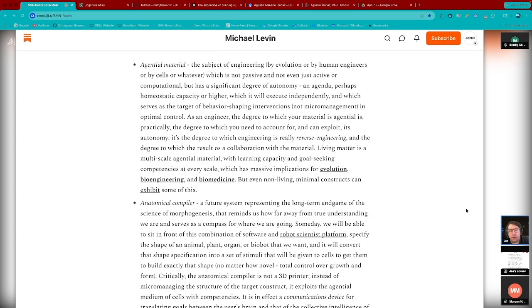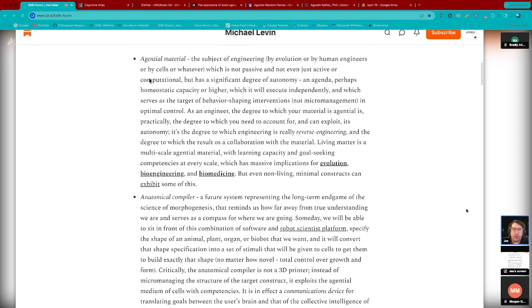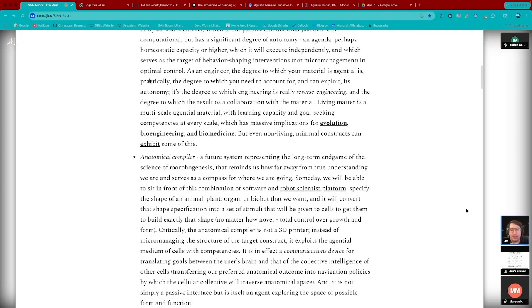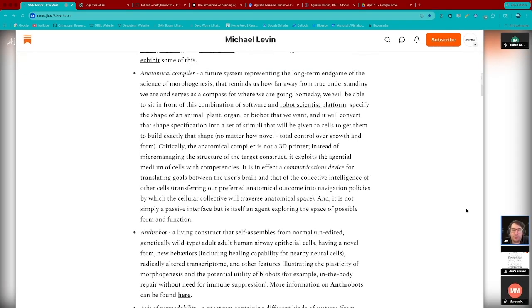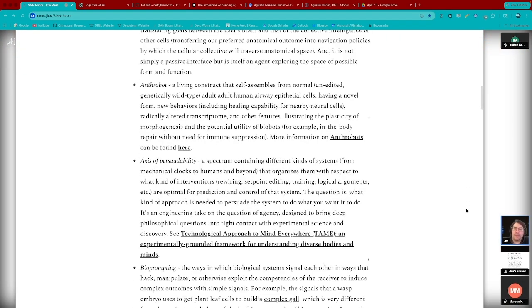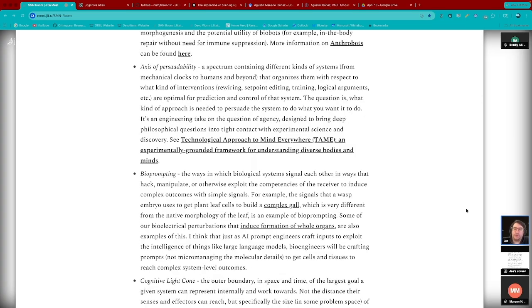I won't go through all this either, but some of the more interesting things that I'm thinking about in terms of what Levin's doing: we know a bit about agential materials and anatomical compilers, that magical future system, and morphogenesis. We know anthrobots. Actually, the persuadability was kind of interesting for me. A spectrum containing different kinds of systems from mechanical clocks to humans and beyond, that organizes them with respect to what kinds of interventions, rewiring, set point editing, and so on, are optimal for prediction and control of that system.